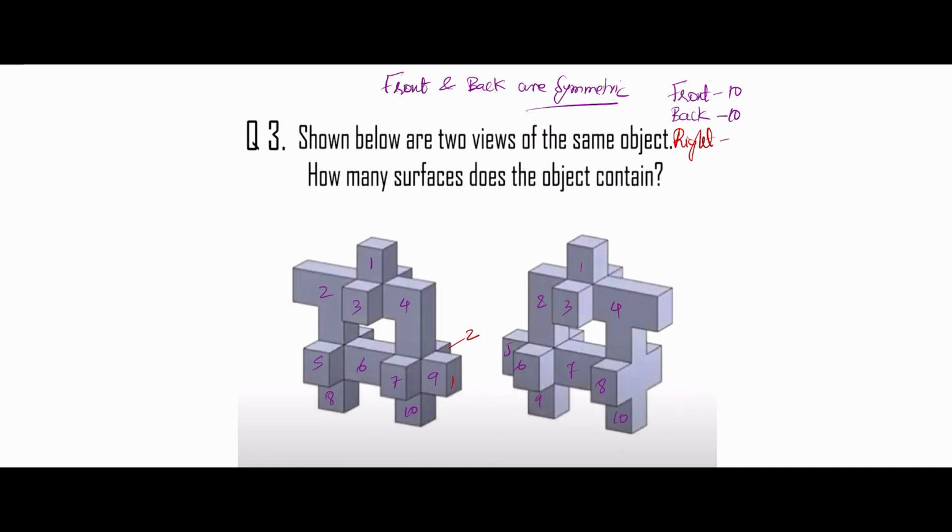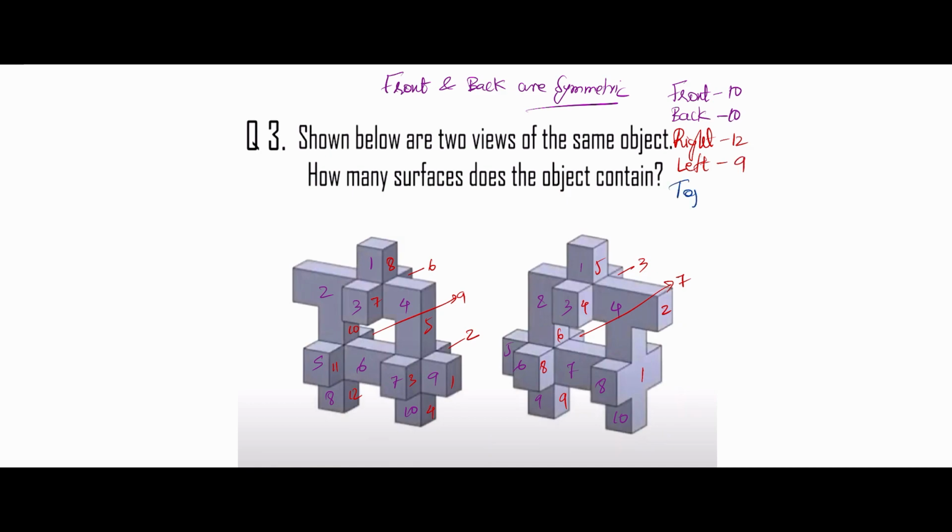Next, we can move on to the right hand side of the object. So there are 1, 2, 3, 4, 5, 6, 7, 8, 9, 10, 11, 12. There are 12 surfaces on the right side. Moving on to the left side, 1, 2, 3, 4, 5, 6, 7, 8, 9. Okay, there are 9 surfaces on the left side view.